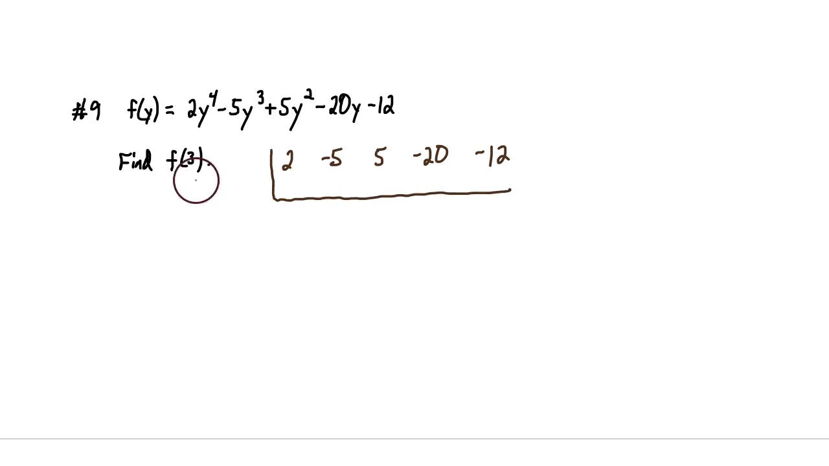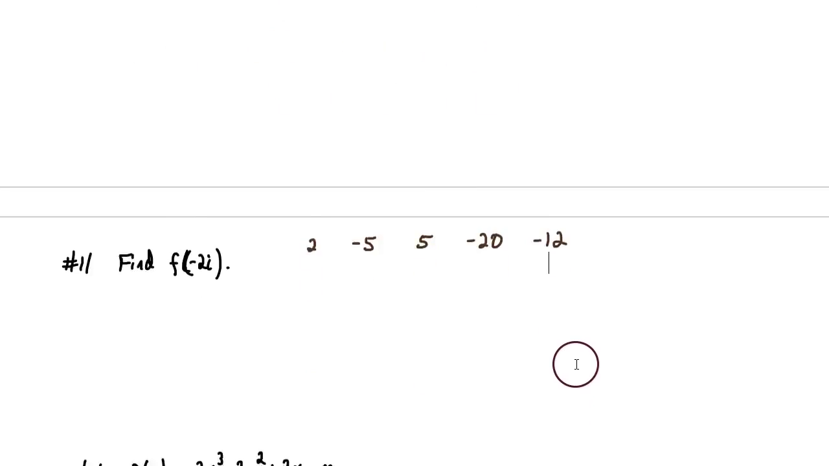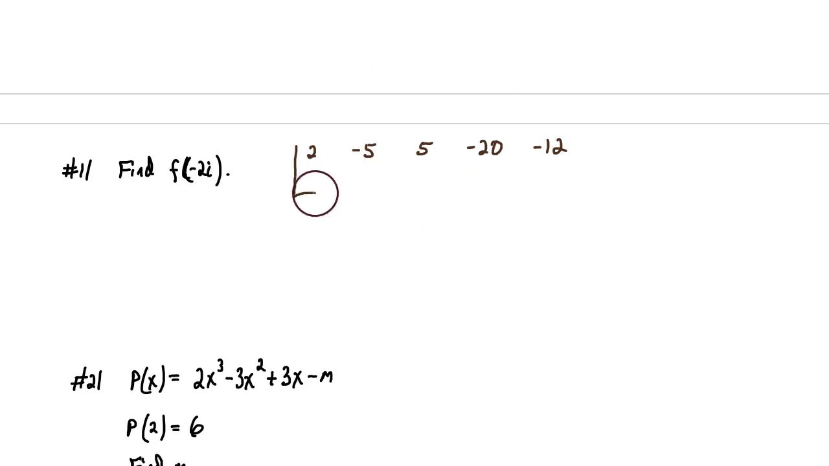We're going to substitute in the number 3. So let's run through the process. 2, 6, 1, 3, 8, 24, 4, 12, 0. The last number is the answer. It happens to be a 0. Number 11 is function f again, so the same coefficients. A 2, a negative 5, a 5, a negative 20, and a negative 12. And we're going to substitute in a negative 2i.